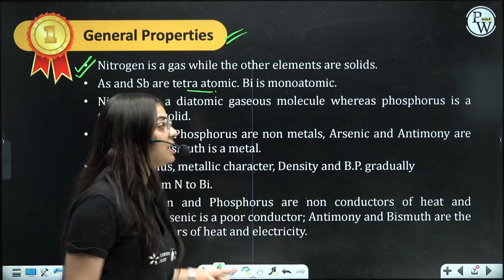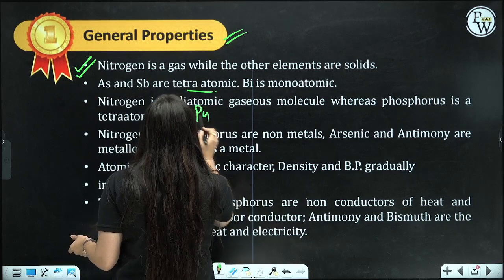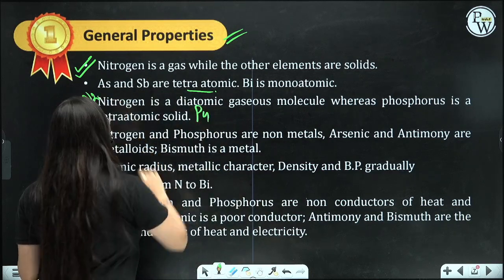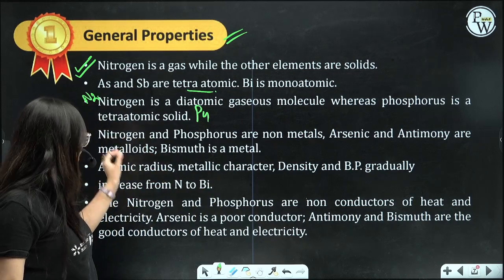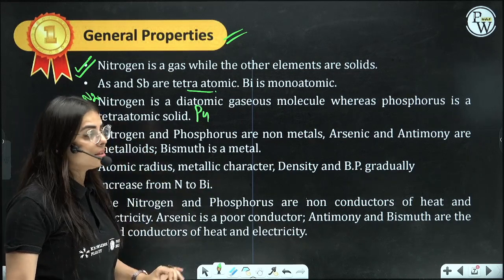What is it exactly, ma'am? It is P4. What is it exactly? It is N2. Simple part. Nitrogen and phosphorus are non-metals. This we have already done. Arsenic and antimony are metalloids. Bismuth is a metal. Clear, ma'am.